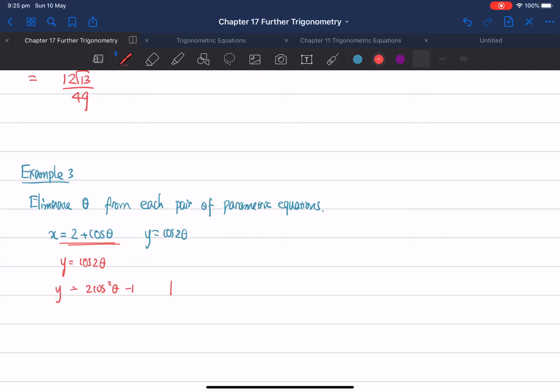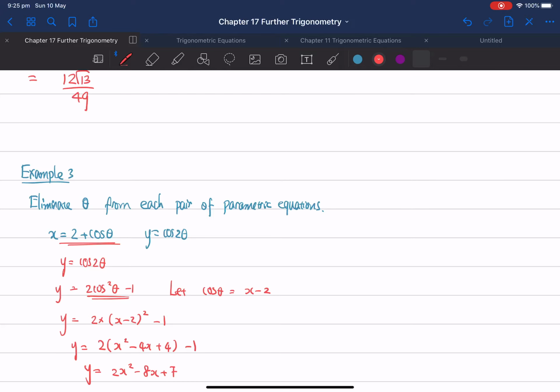So once you have this one here, then you can replace, let cosine theta equal x minus 2. So that's why we can use that formula here instead of the other two, because I need cosine theta so I have something to replace it with. So that becomes 2 times x minus 2 squared minus 1. All right, so the rest of the job is just expanding and combining like terms. x squared minus 4x plus 4, minus 1. So y is equal to 2x squared minus 8x plus 7.